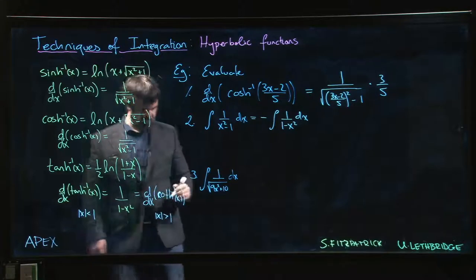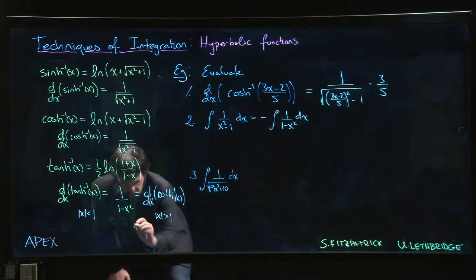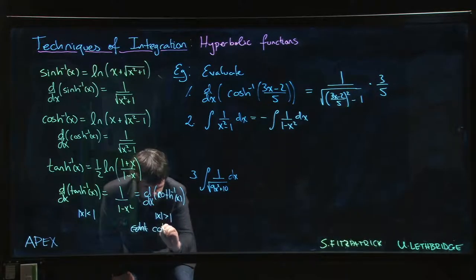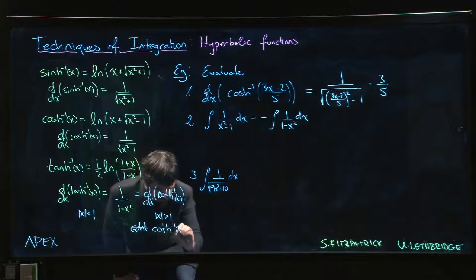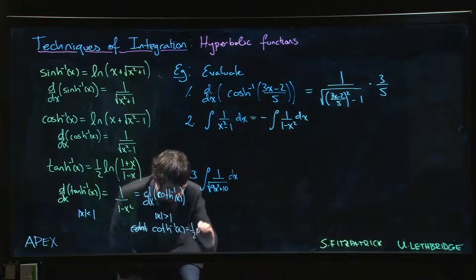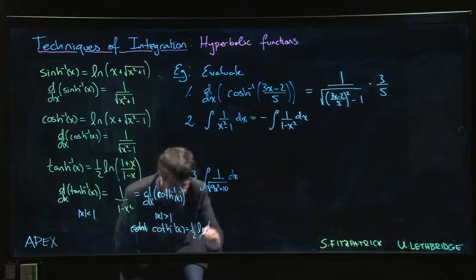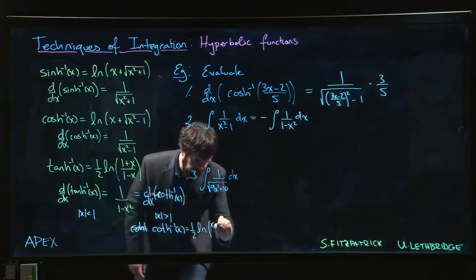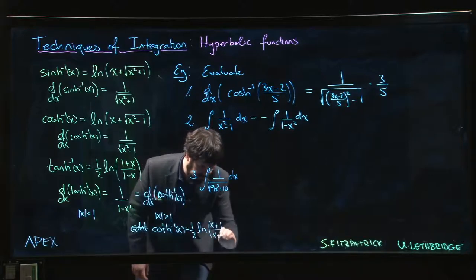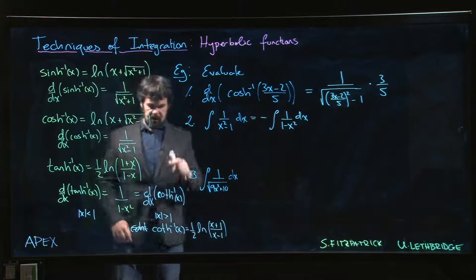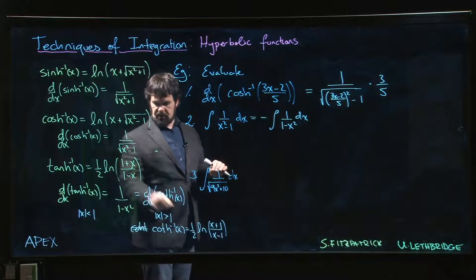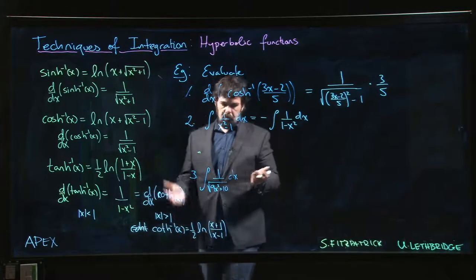And just to make a point of this, the inverse hyperbolic cotan function is defined as the natural log. Instead of 1 plus x over 1 minus x, it's x plus 1 over x minus 1, right? You're just switching it around. So up to an absolute value, it's the same thing on the inside.